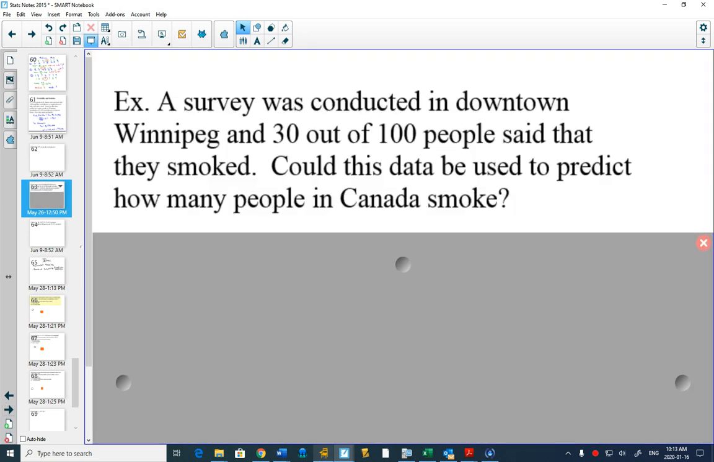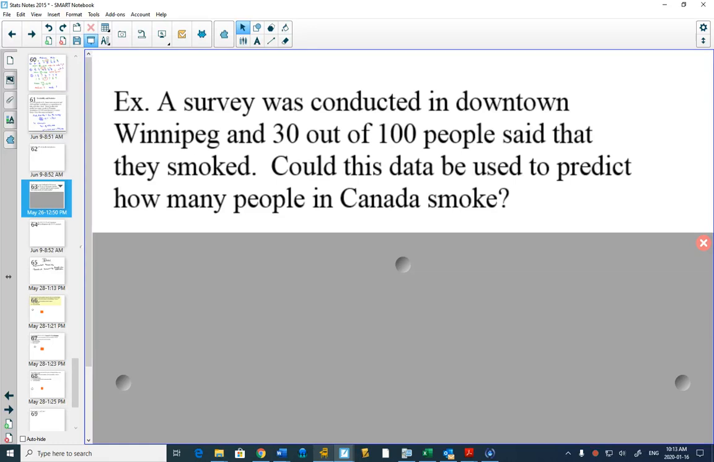Here's our next survey. The survey was conducted in downtown Winnipeg, and 30 out of 100 people said that they smoked. Could this data be used to predict how many people in Canada smoke? Yes, it could be. You could use it to predict, right? But would it be biased?